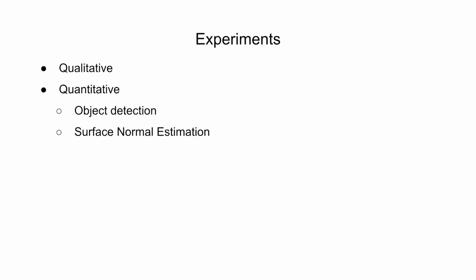At the experimental part of the paper, the authors conducted both qualitative analysis of their model and they also reported results on downstream vision tasks. So firstly, they demonstrated that the feature representations learned in the previous section could indeed capture semantic information of images.